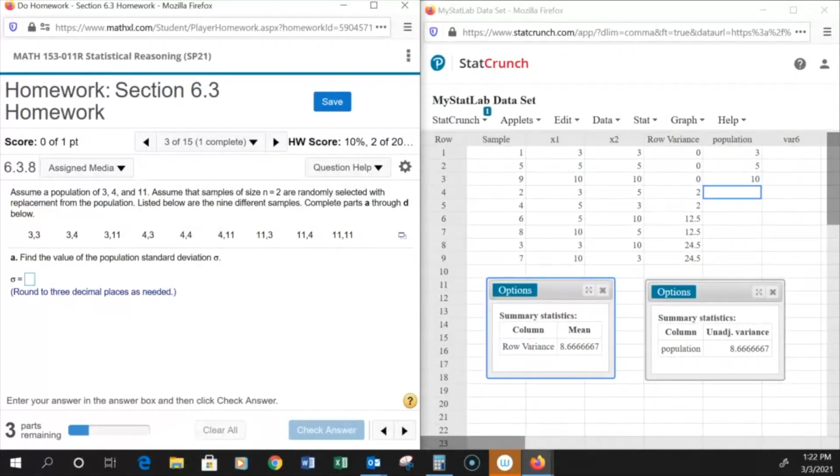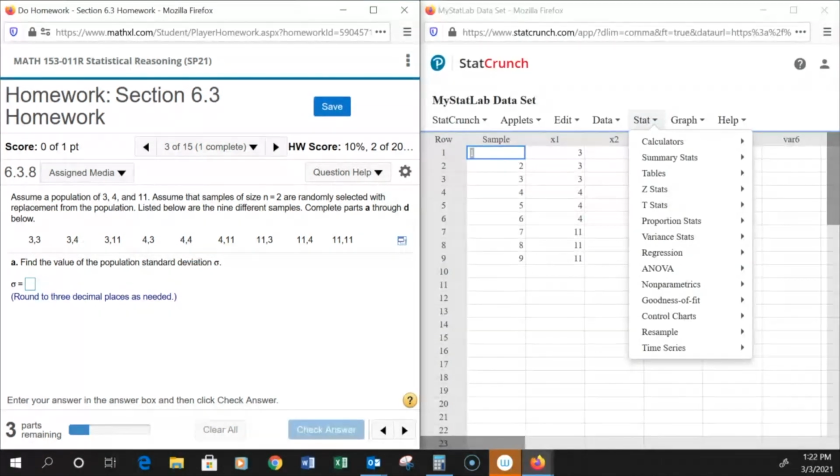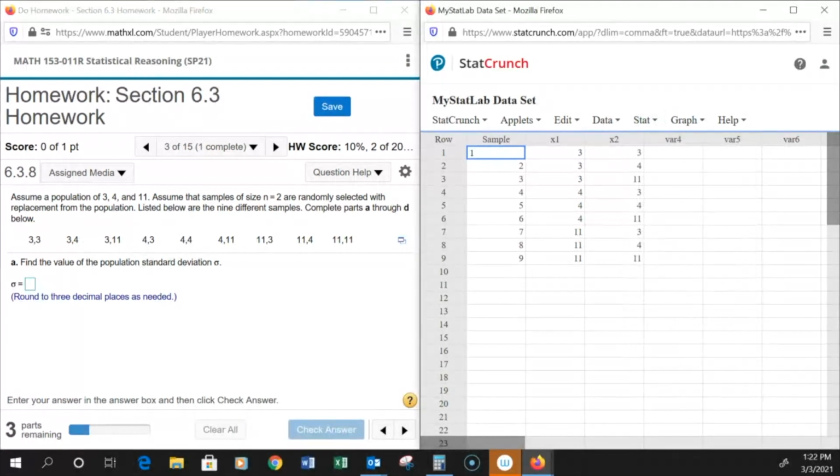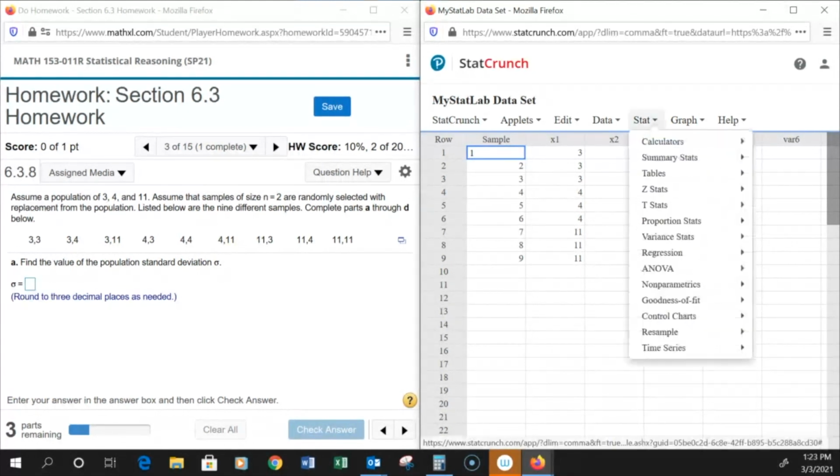Here's another one. So again, a very small population, and we're going to get a very small sample, size 2, and we are going to find the value of the standard deviation, and I kind of know how this is going to go. So let's see if we can do it. We'll open up our data in StatCrunch. We need to find the standard deviation. So again, these two columns are the two values for each sample. They've listed out the samples and then they've keyed them in for us. So we go to Stat, we go to Summary Stats.